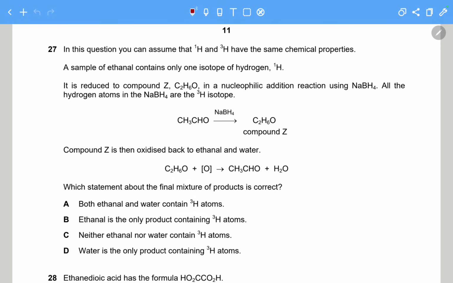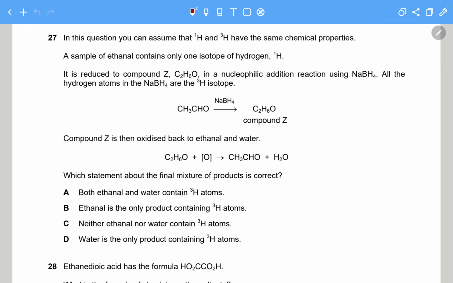In question 27, you can assume that 1H and 3H have the same chemical properties, which is basically hydrogen and tritium, and a sample of ethanol contains only one isotope of hydrogen, which is the H1, and it is reduced to compound Z, C2H6O, in a nucleophilic addition reaction using NaBH4. All the hydrogen atoms in the NaBH4 are the 3H isotope.